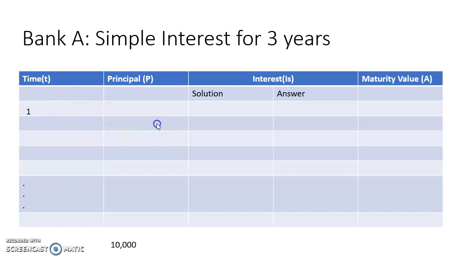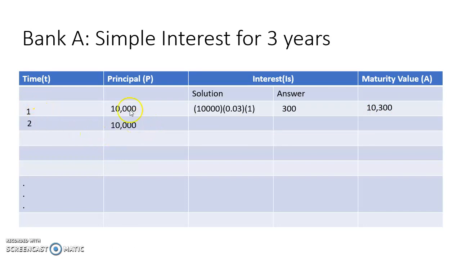So when time is 1, our principal is 10,000. Our solution would be 10,000 times 3%. If we convert it to decimal, that would be 0.03. Take note, when we say percent, that's per 100. So 3 divided by 100 is 0.03, times time, which is 1. So the answer is 300. This is the interest. The maturity value is the sum of the principal plus the interest, 10,300 after 1 year.